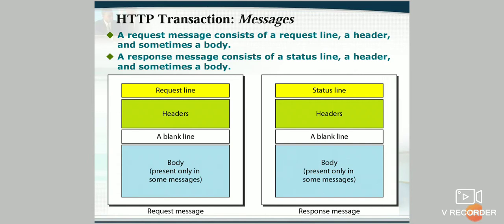Next is the header in both request and response messages. The header types we have discussed: in the case of request message, headers can include general header, request header and entity header, whereas in case of response message, three headers can be included. One is the general header, next is the response header and last is the entity header. Next, the body is also discussed. So all this HTTP transaction message format we have discussed.